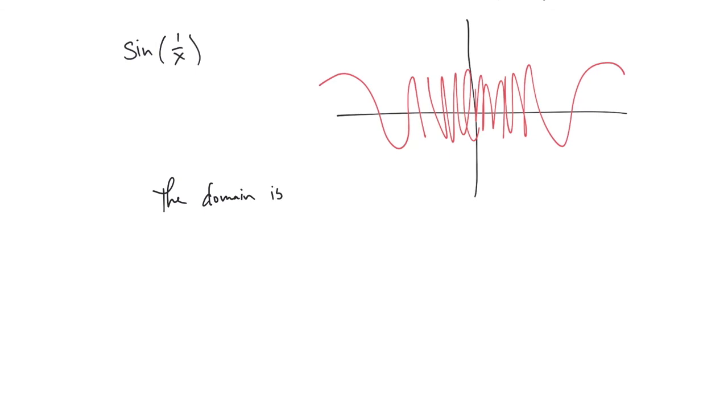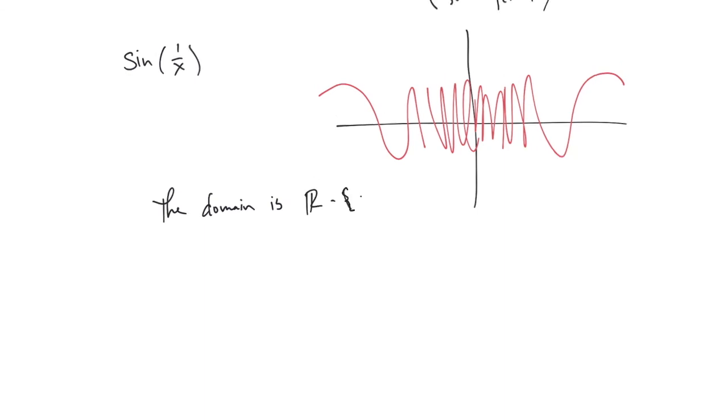What would you say the domain of this function is? That is the set of all x values which you are allowed to plug in. R minus 0. Yeah, I think any number except 0, right? The domain is R minus 0 again, because you can't plug this in.